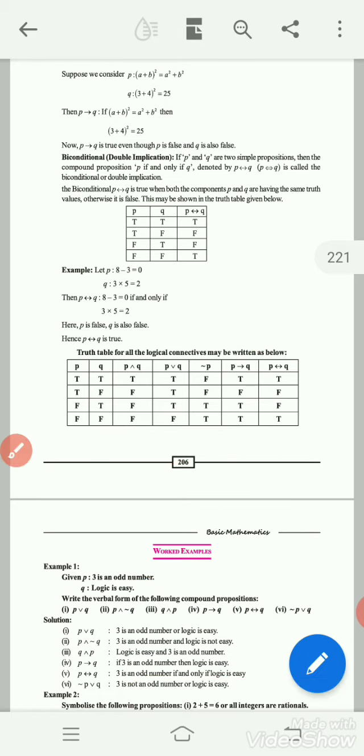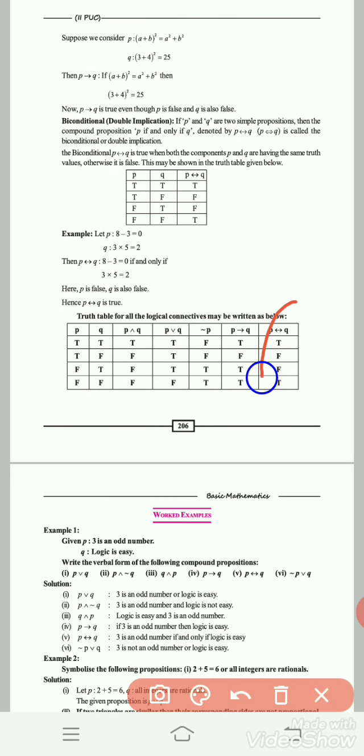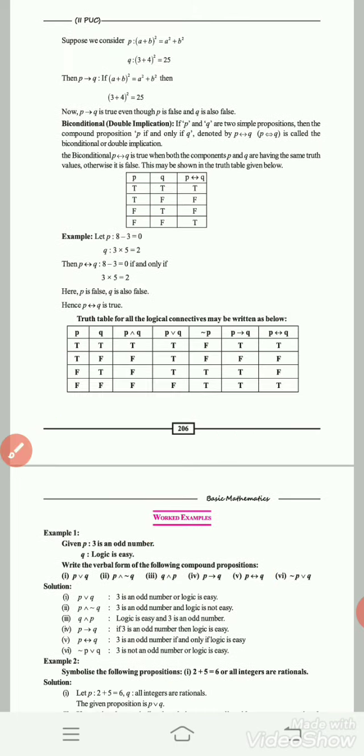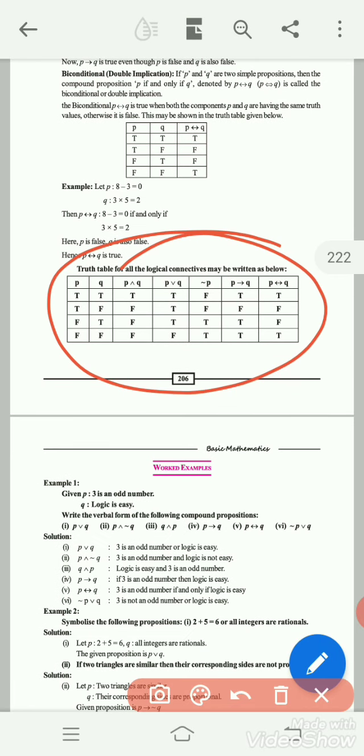Next, double implication. Double implication is true only when both the truth values are the same, which means true, true, true. False, false, true. Remaining two cases are false. Here, true, true, true. True, false, false. False, true, false. False, false, true. This is the logical truth table. This is the truth table for all the logical connectives.